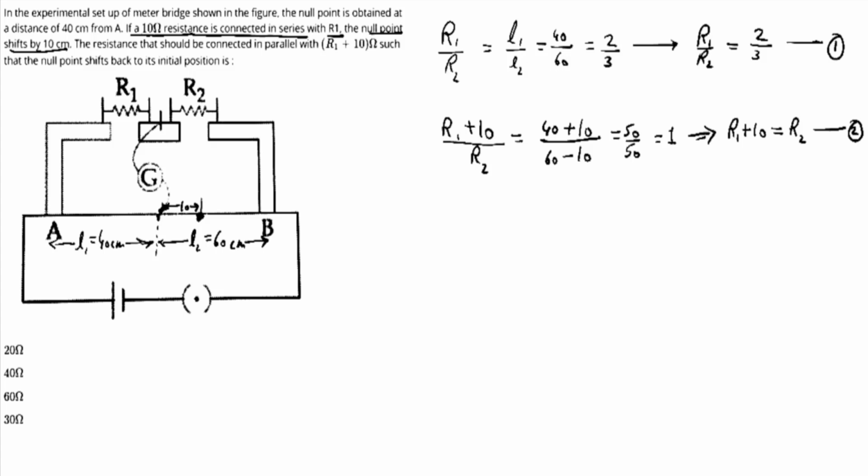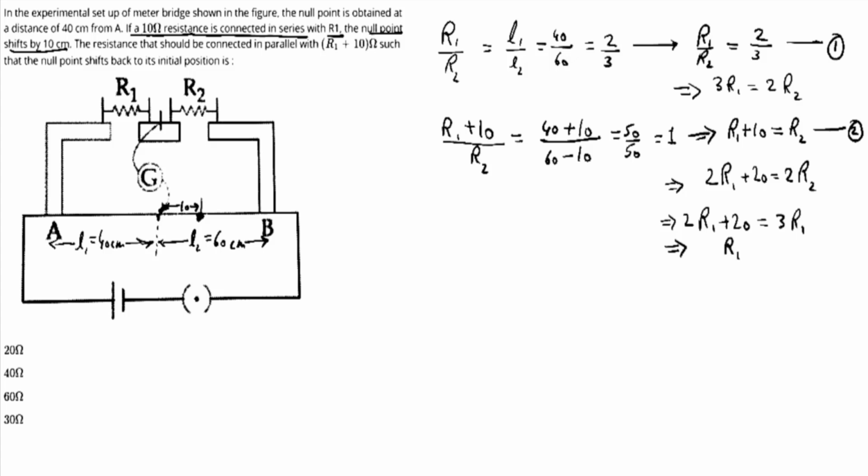So if I multiply 2 on both sides in the second equation, we will get 2R1 plus 20 is equal to 2R2. Now in place of 2R2, from here we can see that we have 3R1 is equal to 2R2. So we put the value and we get 2R1 plus 20 is equal to 3R1. On solving, we are getting the value of R1 to be equal to 20 ohm.